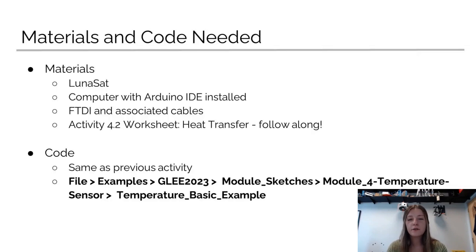So, the materials and code that you'll need. Materials: you'll need a Lunasat, a computer with Arduino IDE installed, an FTDI and associated cables, and the Activity 4.2 worksheet, Heat Transfer, to follow along. As for the code, you'll use the same code as the previous activity, which was found under Module 4, Temperature Sensor, Temperature Basic Example.